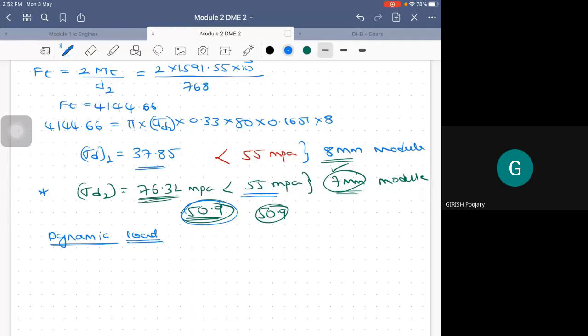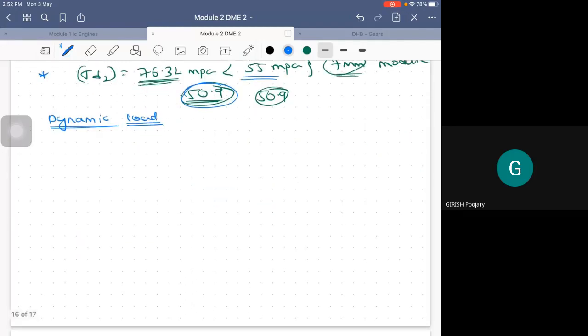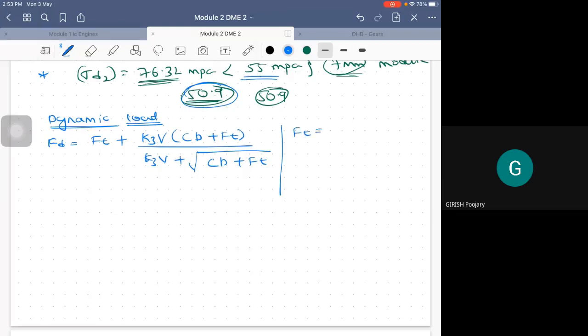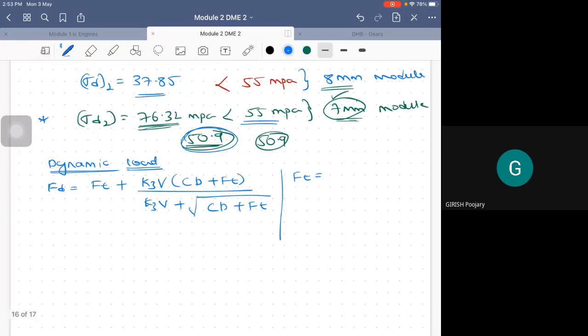Okay. Come to dynamic load now. To calculate dynamic load, what is the formula? That is FD is equal to FT plus K3 V into C into B plus FT, divided by K3 V plus square root of C into B plus FT. I guess you know the value of FT. For whatever module you have selected, you just take that. Those who solved for 8 module, you can just give me the value. I would take that. What is the FT value?